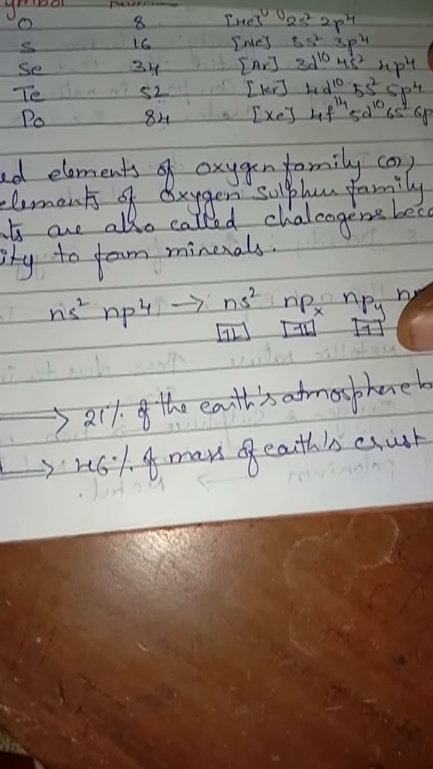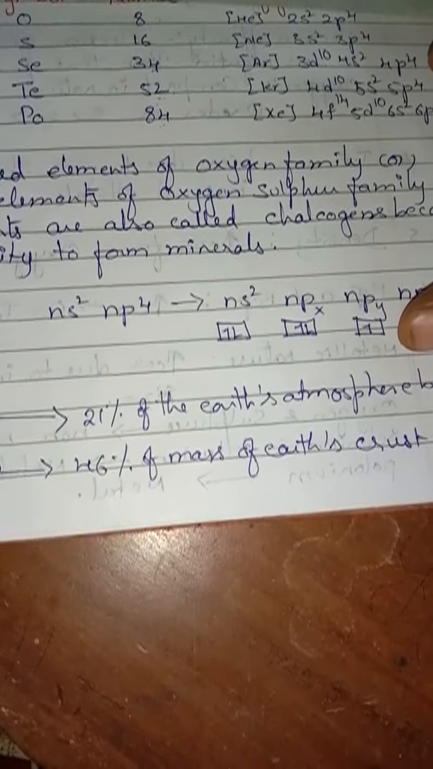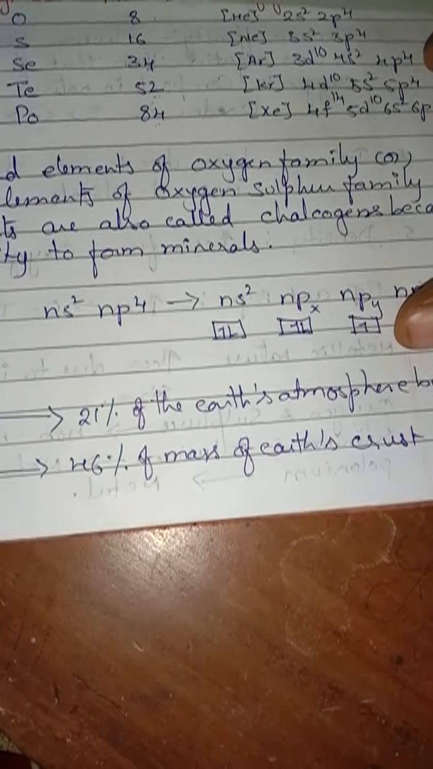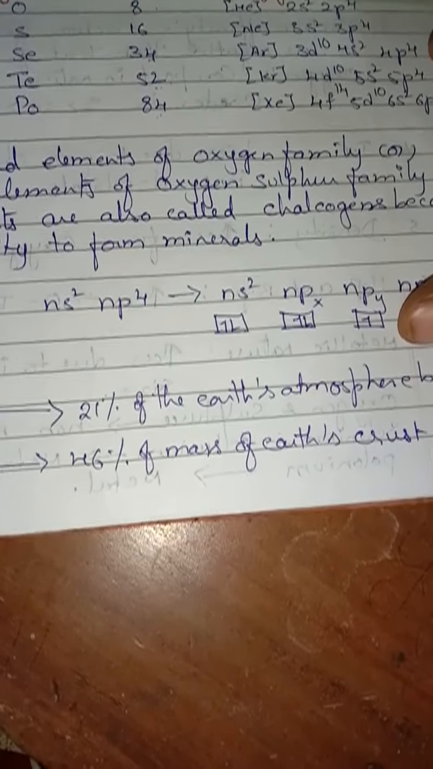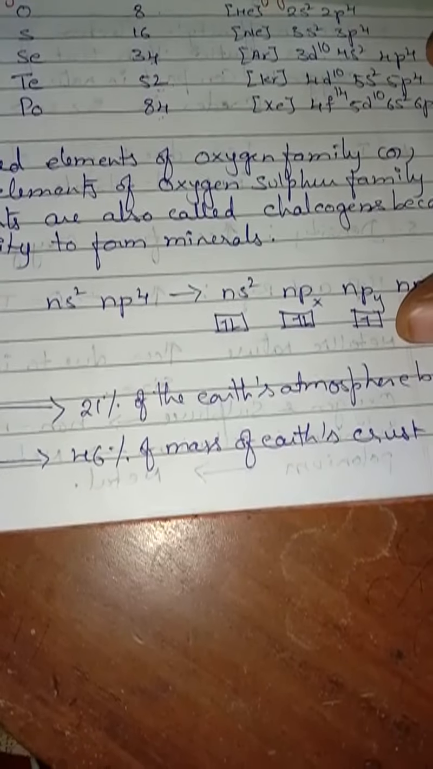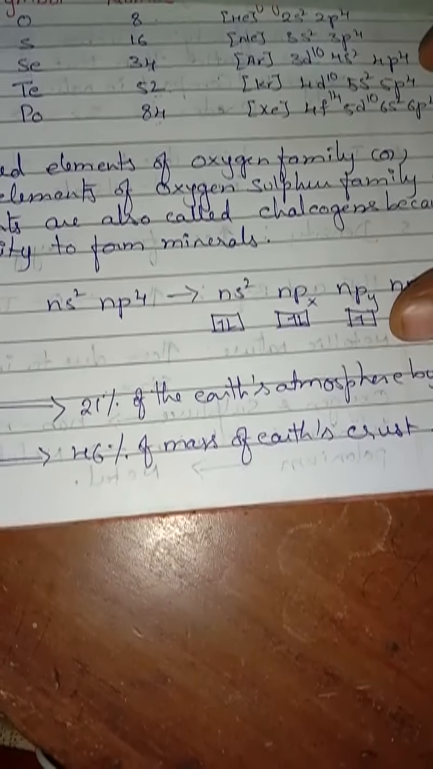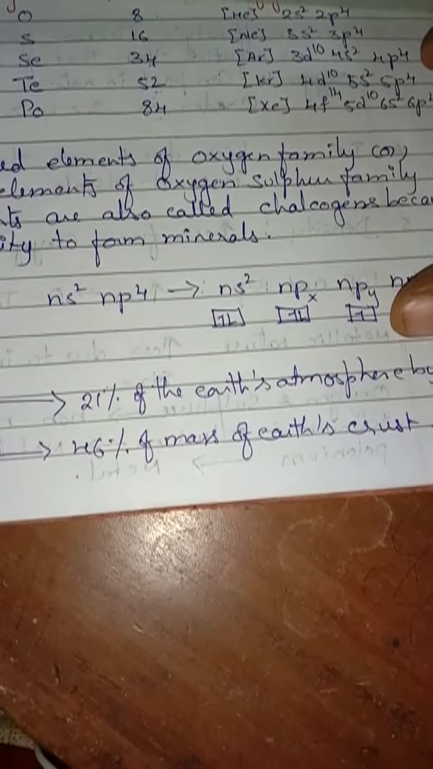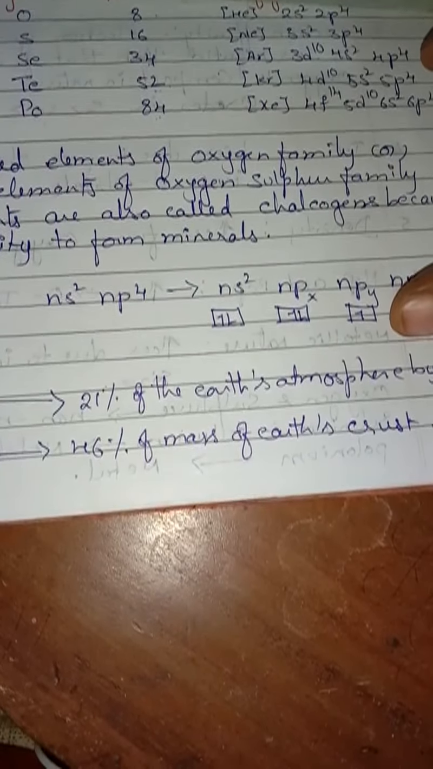Oxygen is commercially prepared by fractional distillation of liquid air. It is prepared in the laboratory by thermal decomposition of potassium chlorate in the presence of manganese dioxide as catalyst, and by decomposition of KMnO4, potassium permanganate, and nitrates of alkali metals except lithium.